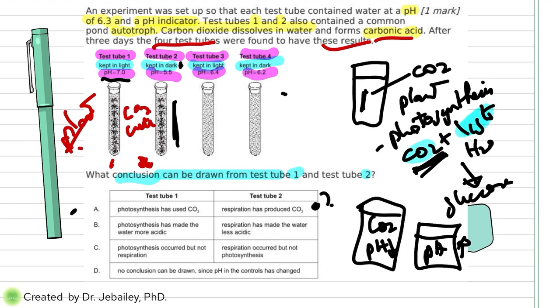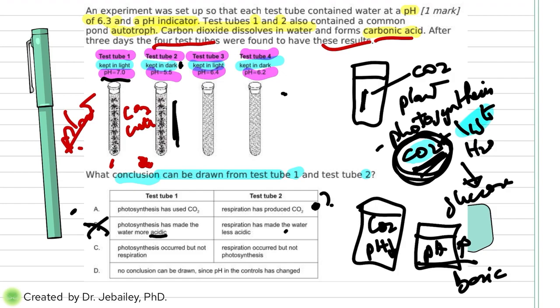B here says photosynthesis has made the water more acidic. Why would photosynthesis make the water more acidic if photosynthesis actually takes CO2 into the plant? If you take more CO2 into the plant, what happens? The pH will rise. So that means it will become more basic. Photosynthesis does not make it more acidic. The only reason photosynthesis would make the water more acidic is if photosynthesis were releasing CO2. But photosynthesis is not releasing CO2. Photosynthesis is using it. So obviously B is wrong.